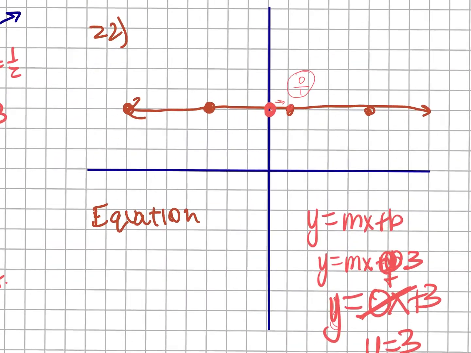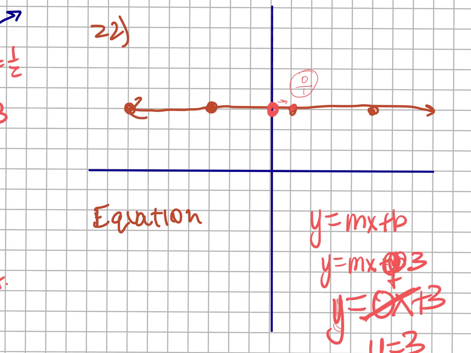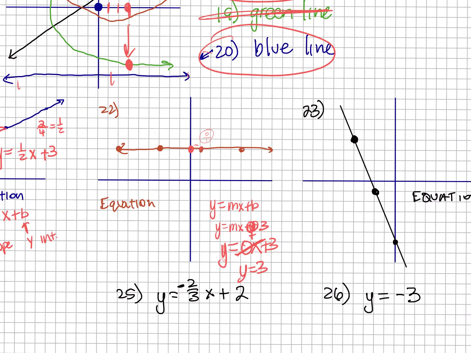But pretty much all these points are like this: -7, 3. This is -3, 3. This is 0, 3. That's 1, 3. This is 5, 3. So notice, it doesn't matter what the x is. This is just telling you, tell me all the points where the y is 3. I don't even care what the x is.